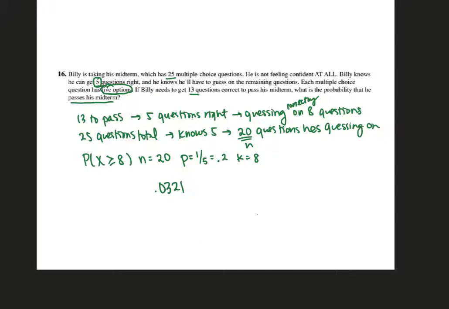So in context, the probability that Billy passes his midterm is 0.0321.